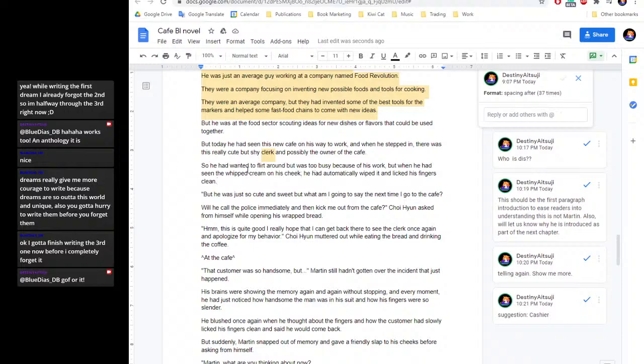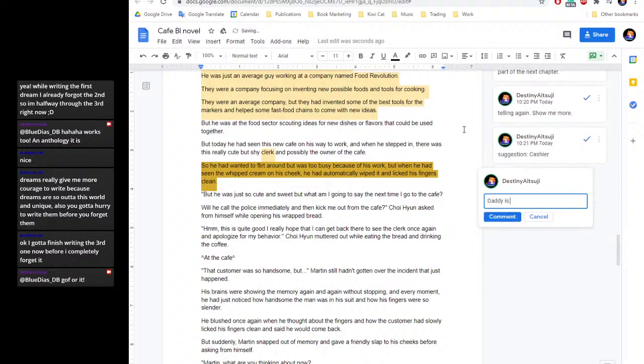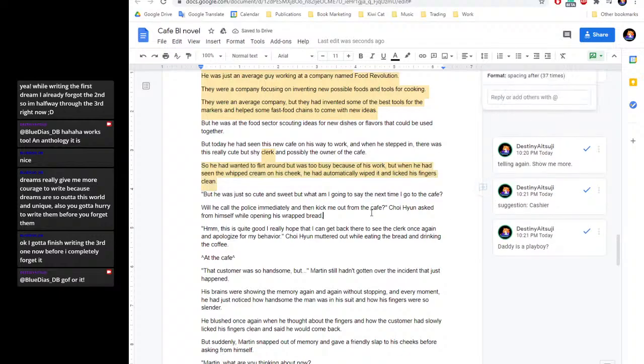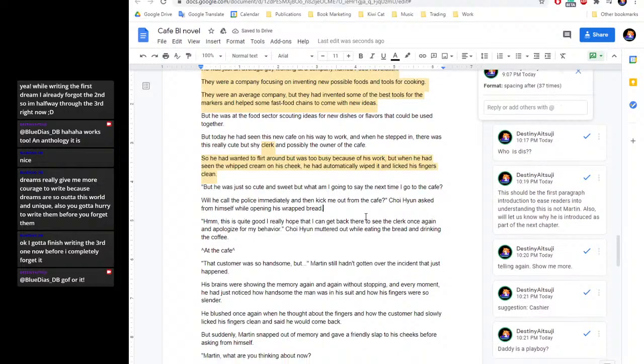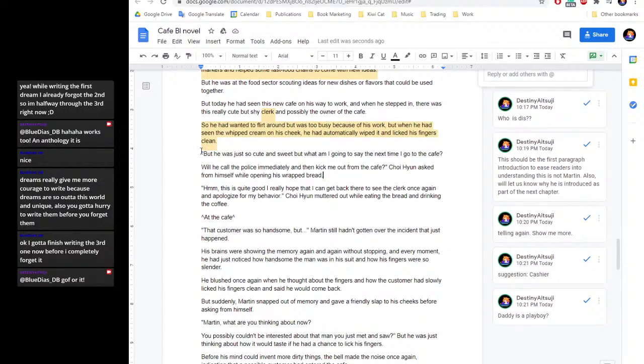Right, and then so he wanted to flirt around, but he was too busy because of work. And when he'd seen the whipped cream of his chick, he automatically. Okay, yeah, so okay, we can see over here. This daddy is a playboy. But we also know that daddy is whipped. Daddy is whipped for his Martine. And then over here it's like that.